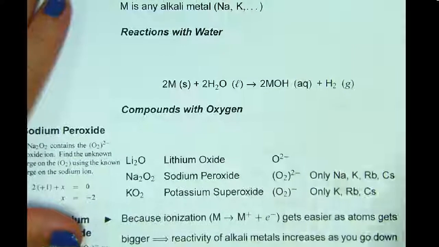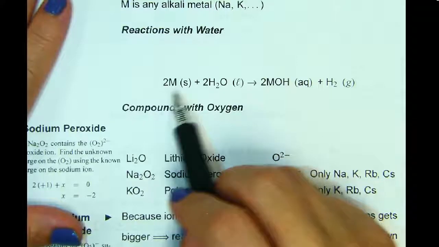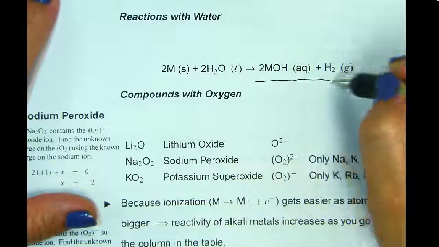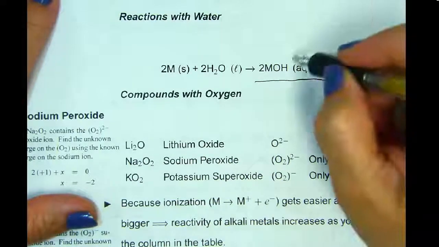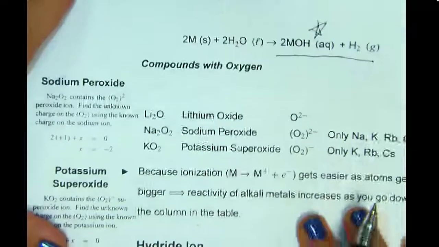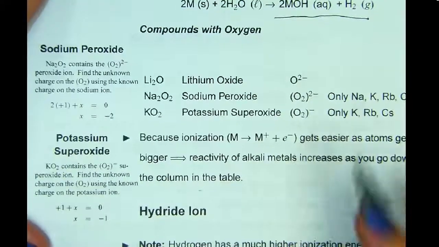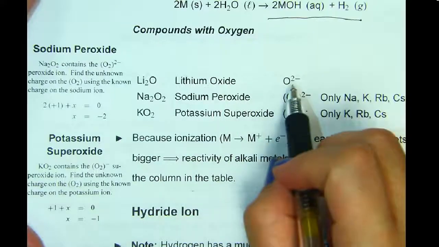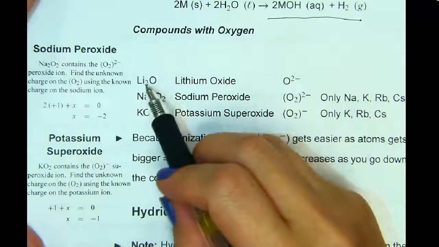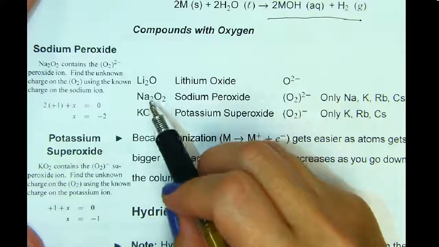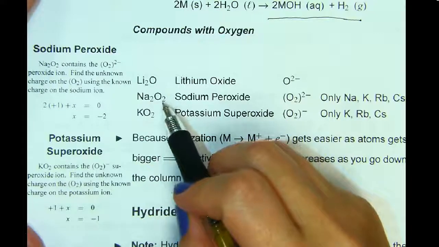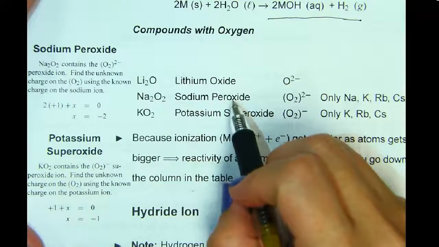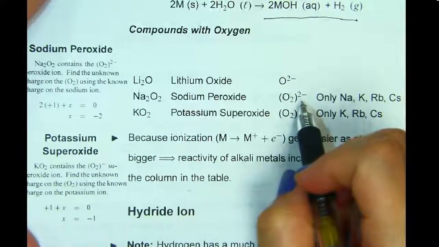Reactions with water. If you put an alkali metal in water, you're always going to yield the same two products: a metal hydroxide and hydrogen gas. Compounds with oxygen. So we have here lithium oxide, because you're dealing with an O -2 versus Li +1, so that puts a 2 there. Then, because we have Na2O2, this 2 subscript here tells me it's sodium peroxide, which is O2 -2.